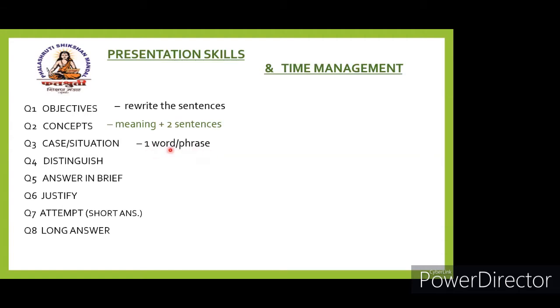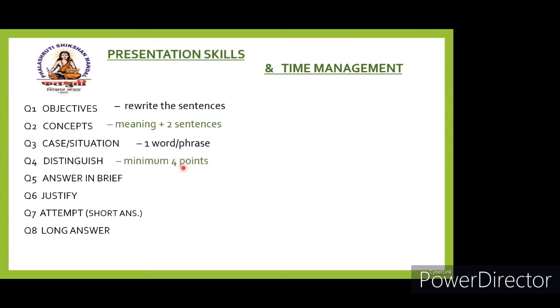Or it's one word. For example, identify the type of insurance, and the answer is life insurance. So you will write life insurance. So that's what I mean to say here. Do not explain the reasons here. Okay. Then moving on to the next question, minimum 4 points.